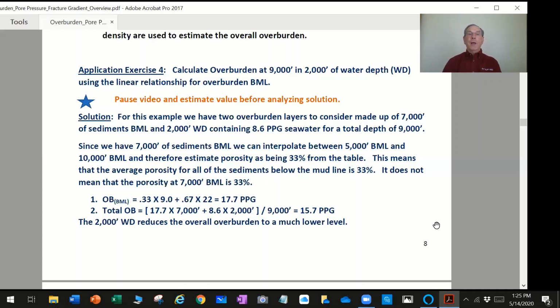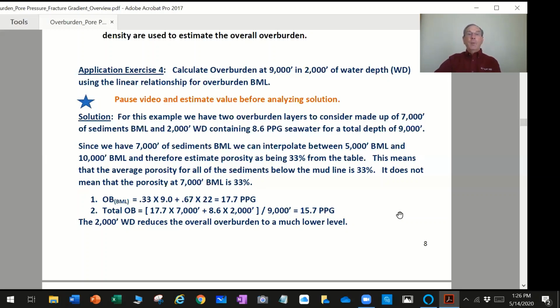This means that the average porosity of all of the sediments below the mudline is 33%, between 0 and 7,000 feet below mudline. It does not mean that the porosity at 7,000 feet below mudline is 33%. It means the average between the mudline and 7,000 feet is 33%. So therefore, in step 1, we calculate the overburden below mudline. It's going to be 0.33 times 9 pounds per gallon water, plus the remainder is rock, 0.67 times 22. So the overburden below mudline would be 17.7 pounds per gallon.